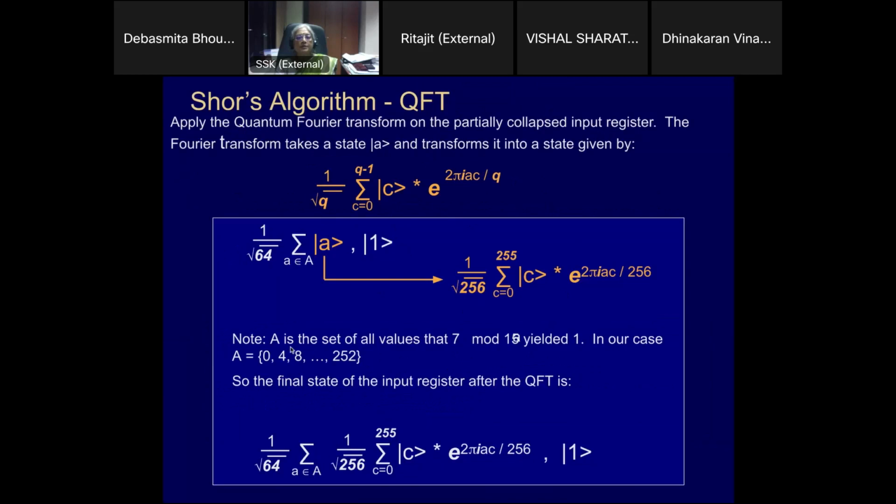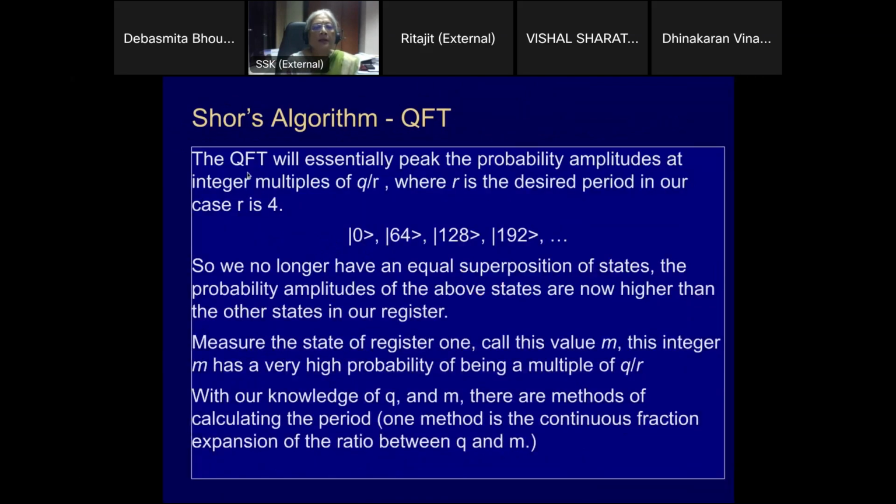So the set of all values that have 7 to the power a modulo 15, which yielded 1, these are the values that you will get over here. So these are the states that you would see, and after QFT you will get something. So these technicalities you can work out later, but what will happen is that this QFT will essentially peak the probability amplitudes at integer multiples of Q by R.